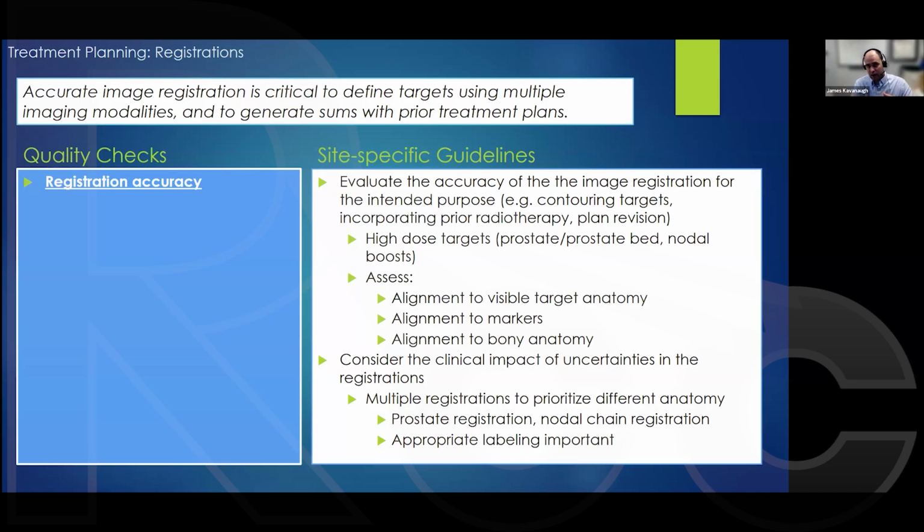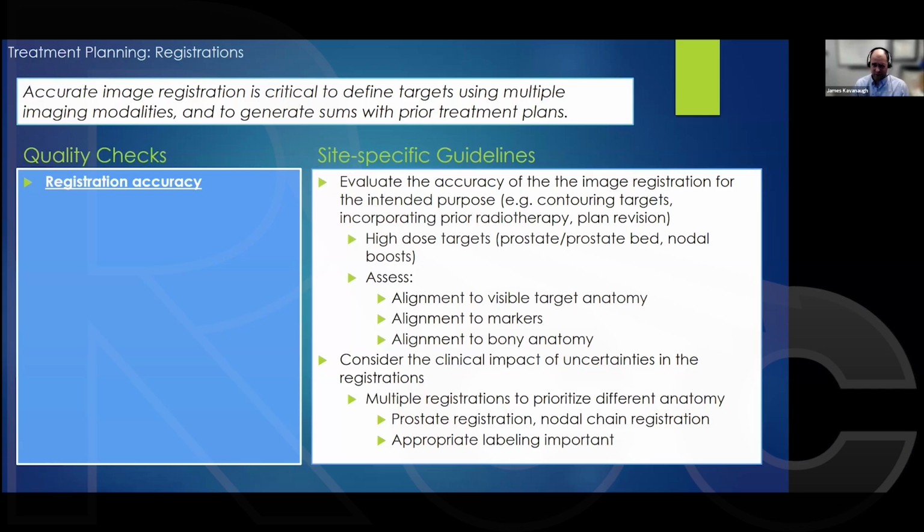And then if you have multiple high dose areas, I think prostate plus nodes that we're boosting, maybe one registration is not good for all different parts of the target. So this is kind of the high level approach we usually take. We look at our high dose targets and ensure the registration is accurate for our high dose targets: prostate, prostate bed, nodal boosts. We're assessing alignment to target anatomy when it's possible. If there's markers, we use those as well.